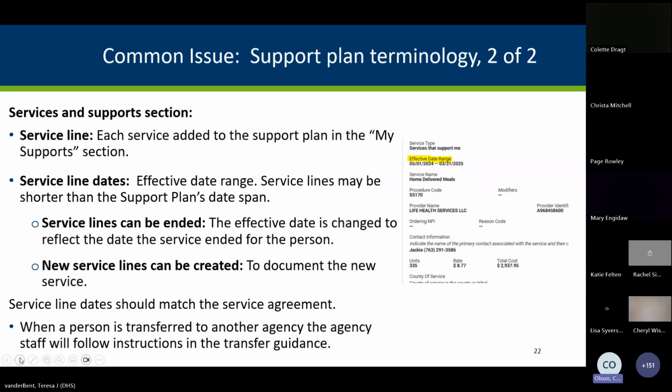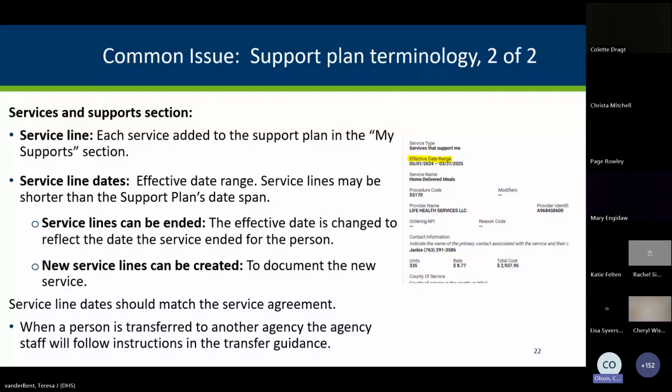Then these are the service lines that I was talking about. A service line is each service added to the support plan in the My Support section. The dates of the effective date range here are where the services may be shorter than the support plan date span, so it does not need to be the full span. It is the dates of that service, when that service started and ended.